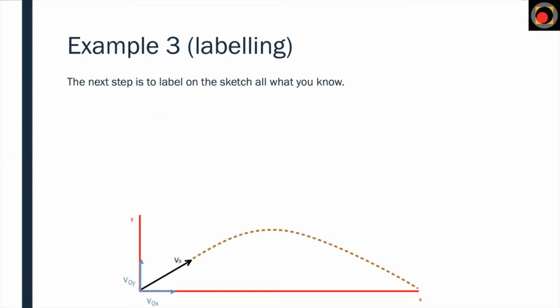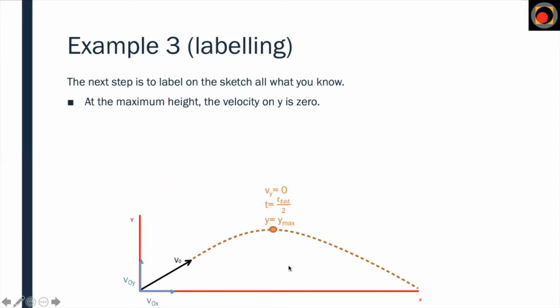Now we know that Vox and Voy are over there. We know that every single time at the maximum height, the velocity on Y, not the velocity on X, remember that they are independent, the velocity on Y is 0. And it's always at the half of the trajectory. So the half of the trajectory means that the time elapsed would be half of the total time, and also it will be at half of the horizontal distance.